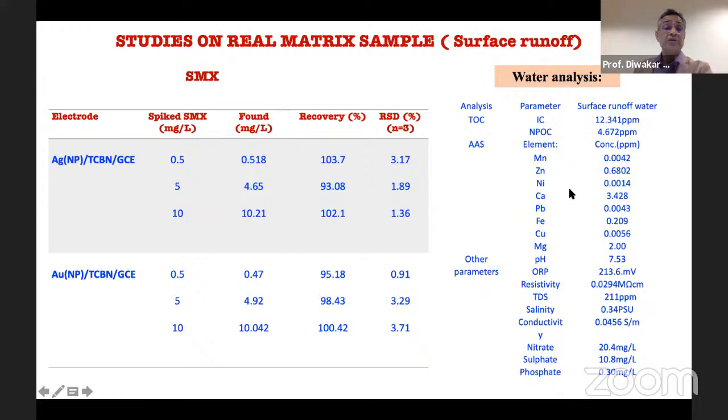What we have done is spike the samples with sulfamethoxazole at different concentrations, and then try to detect it. We observed these found values, and the recovery was a minimum of 93 to 103%, which is quite reasonable, with good RSD values. Similarly, for the gold-based materials, we obtained 95 to 100% recovery.